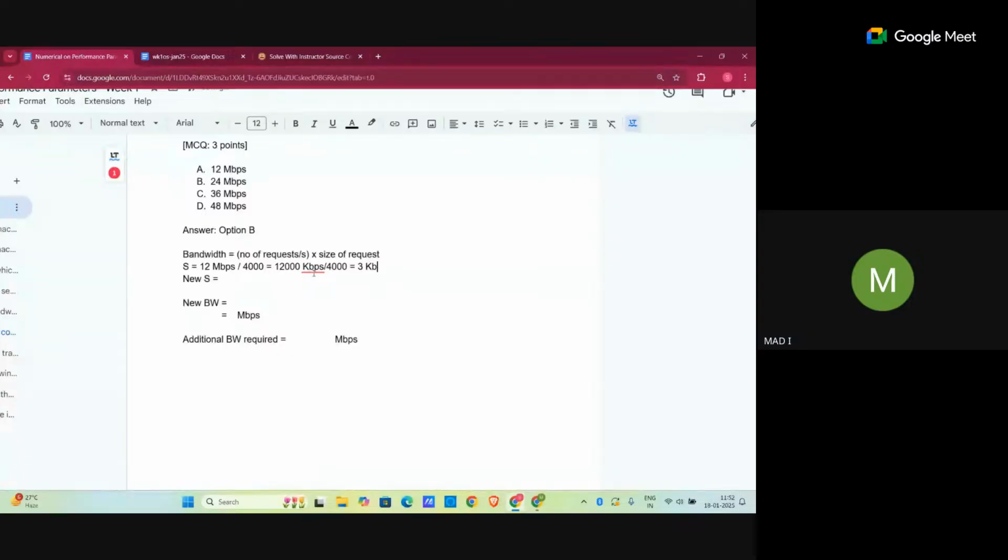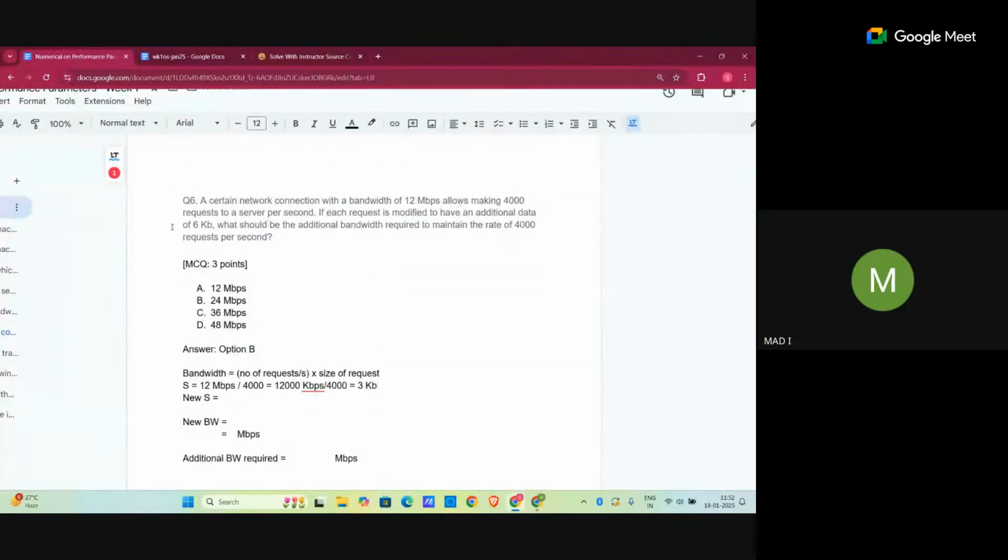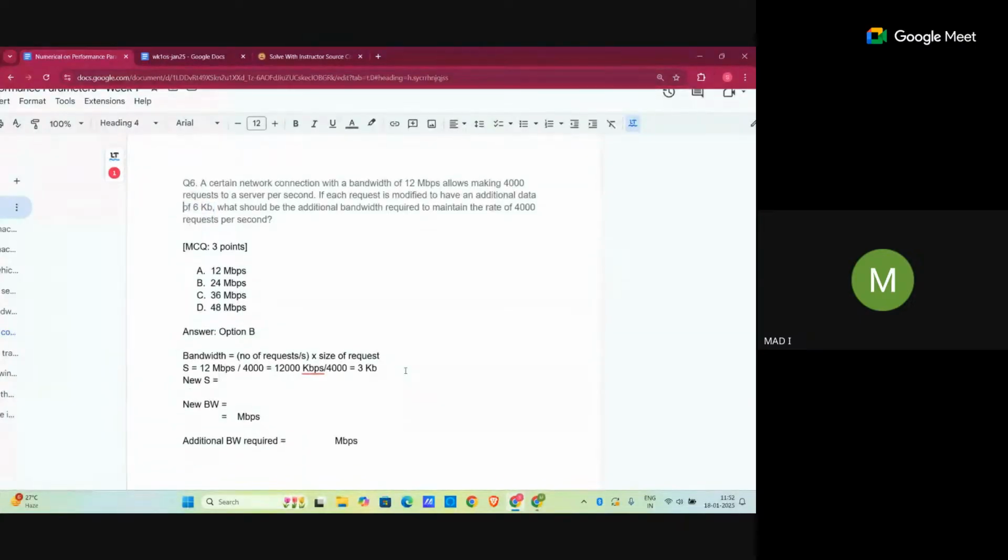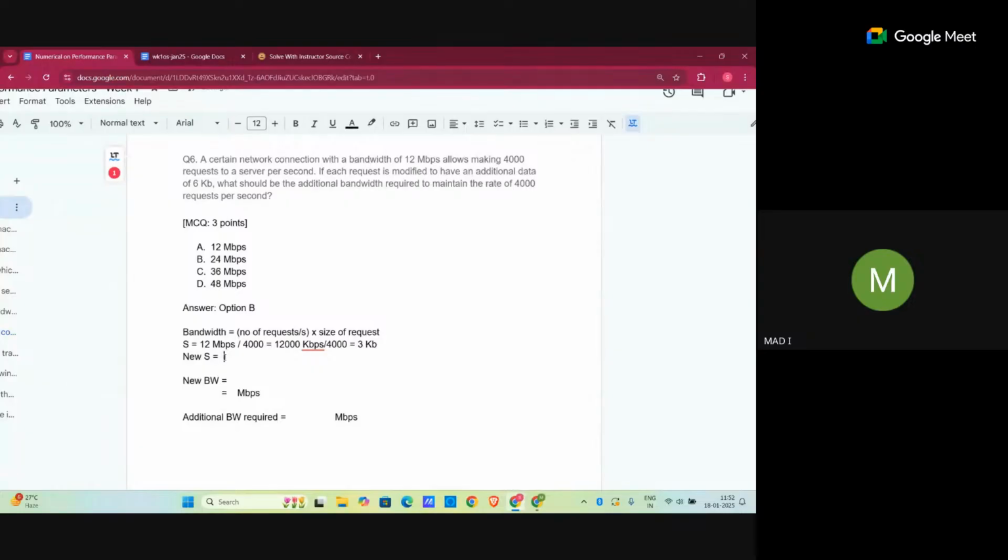Now it is given as the additional data. Each request is modified and the additional data is 6 kilobits. So now my new size will be 3 kilobits plus 6 kilobits, which is equal to 9 kilobits. We have not converted into bytes, it is in bits only.